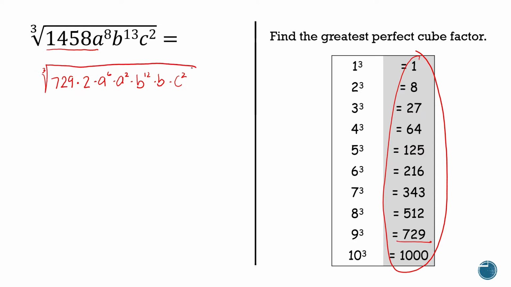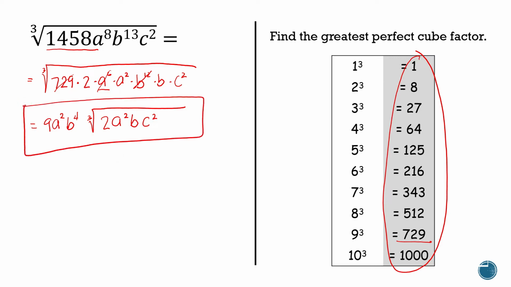All right. So cube root of 729 is 9. Cube root of a raised to 6 is a squared, because we just divide the exponent by 3 since the index is 3. b raised to 12, the cube root of that is b raised to 4. All right. And that leaves us with 9a squared b to the 4th times the cube root of 2ab c squared. And this is our final answer.